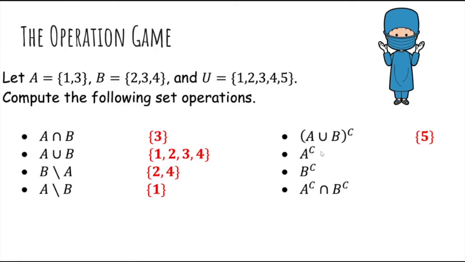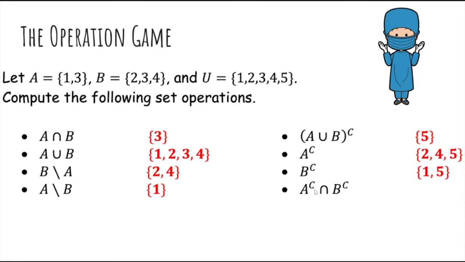What about A complement? Again, it's all the elements in the universal set that are not in A. So we have not 1 and 3, but then we have 2, 4, and 5. Similarly, for B complement, that's everything in the universal set that is not also in B. So we were left with just 1 and 5.